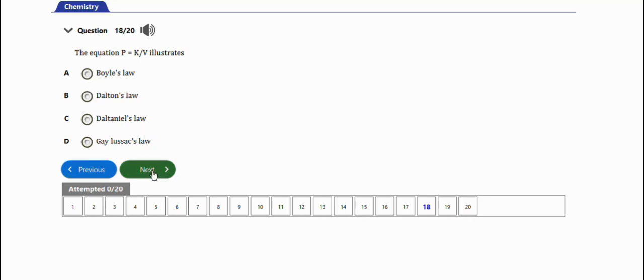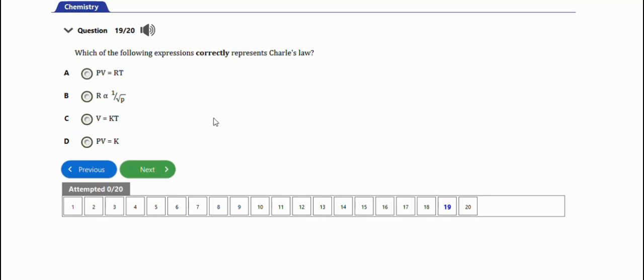The next repeated question will be this one. It says, which of the following expressions correctly represents Charles' law? Charles' law, volume is directly proportional to temperature. So the right option is option C. Alright, so that is for this question.